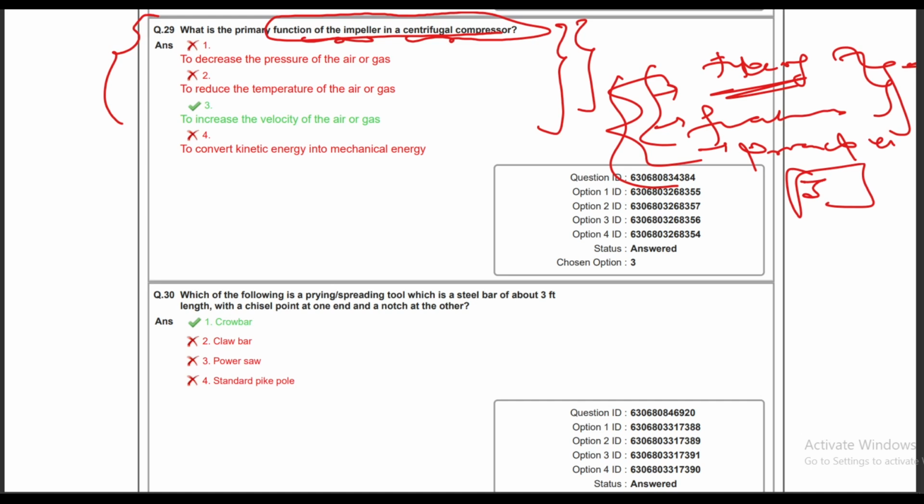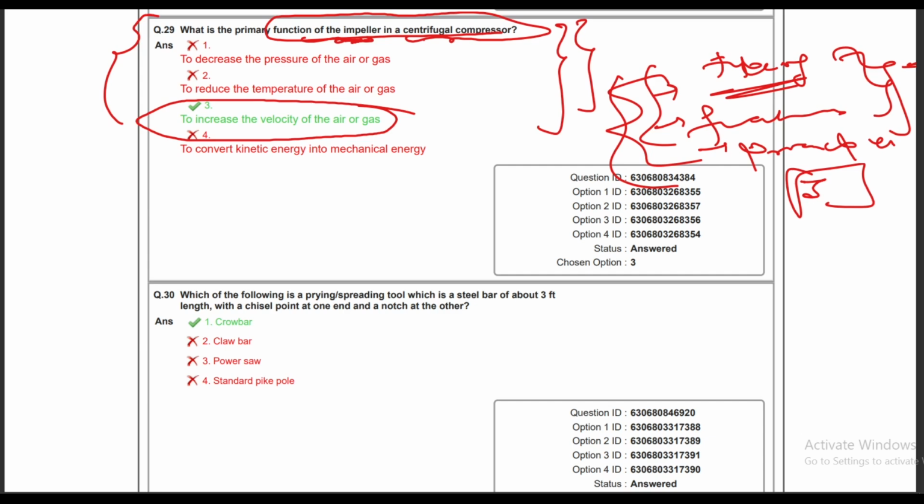So what is the primary function of the impeller in a centrifugal compressor? Its primary function is to increase the velocity of air or gas. The rotating impellers accelerate the air or gas outwards from the center, converting mechanical energy into kinetic energy.